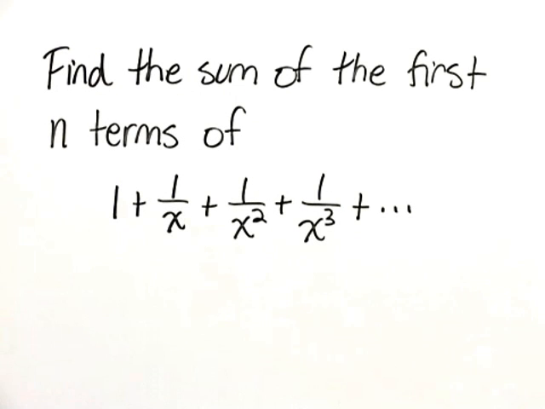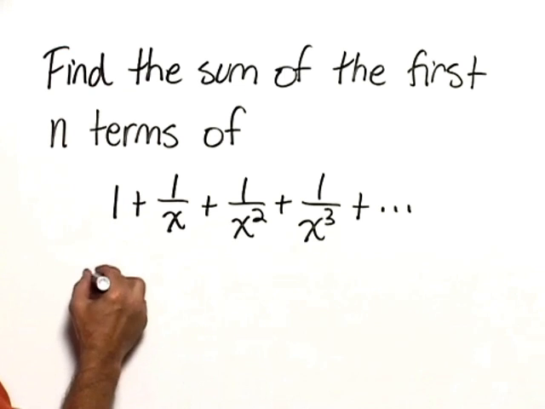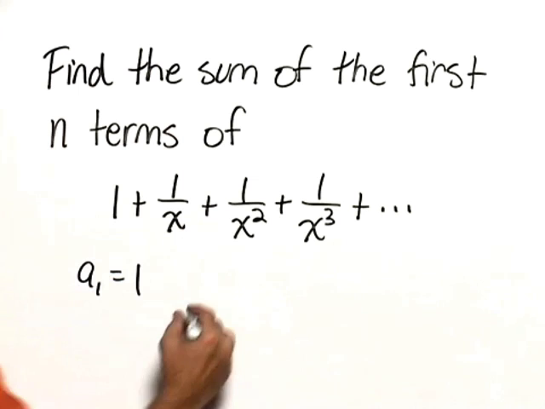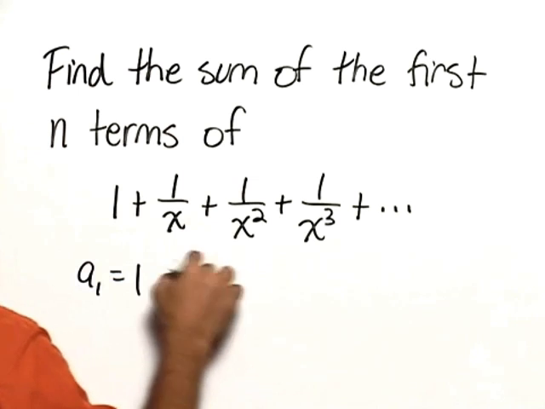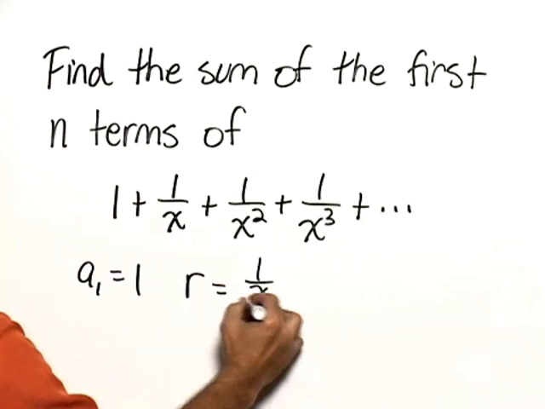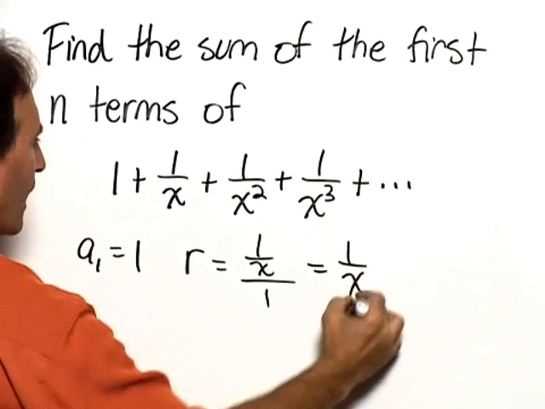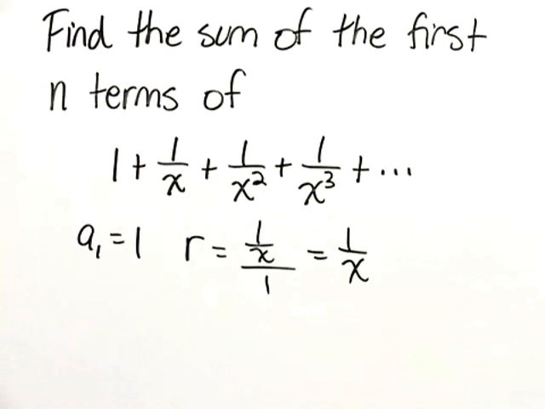Find the sum of the first n terms of 1 plus 1 over x plus 1 over x squared plus 1 over x cubed plus, etc. So in this particular case, you'll recognize this as a geometric sequence where a sub 1, the first term, is 1. The ratio r, let's take the second term, 1 over x, and divide it by the first term, 1, to find that the common ratio is 1 over x.